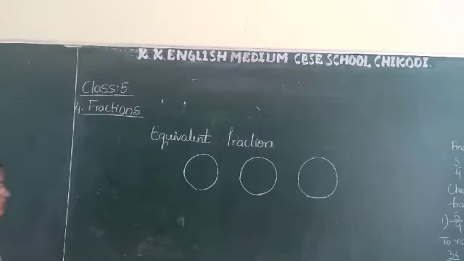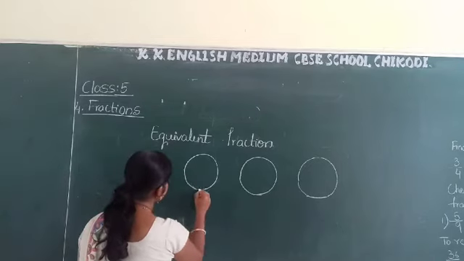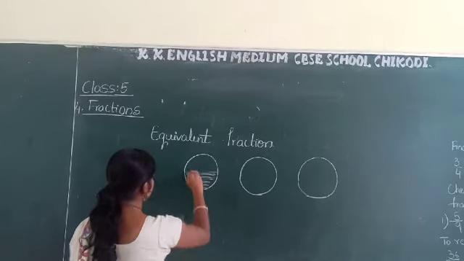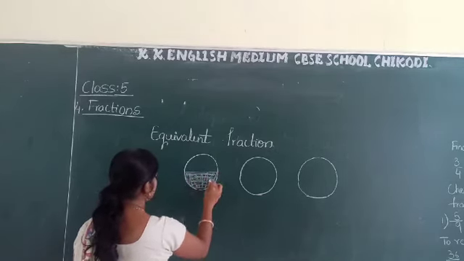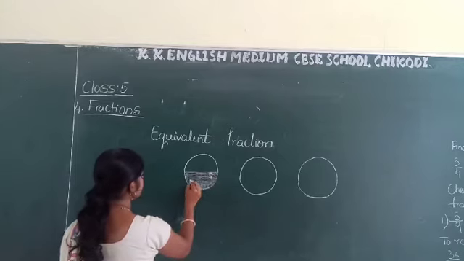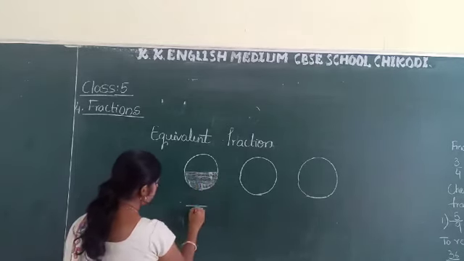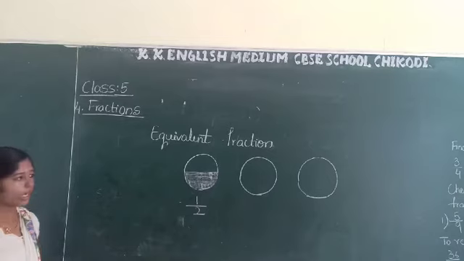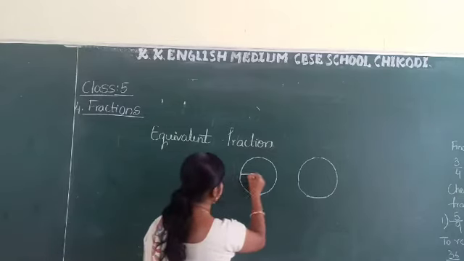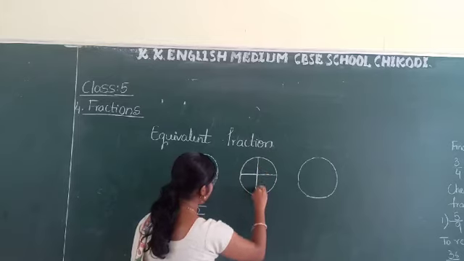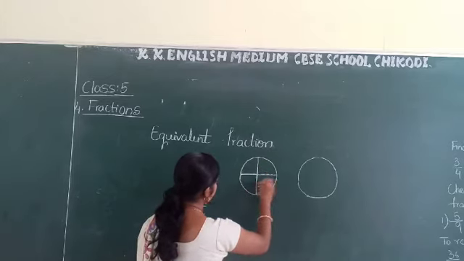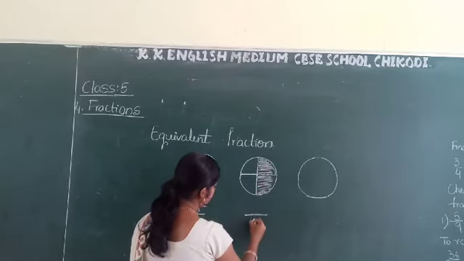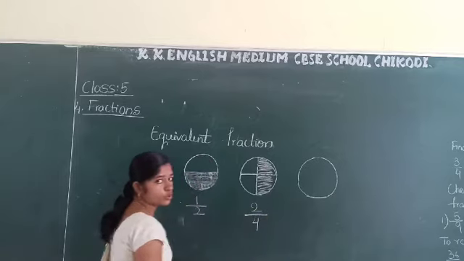I will draw here. See here, I will shade this part. How to write this in fraction? Total parts are 2 and shaded part is 1. How to read this? 1 by 2. After that, here I made 2 parts, and next I will make 4 parts and shade 2 parts. Total parts are 4 and shaded parts are 2.